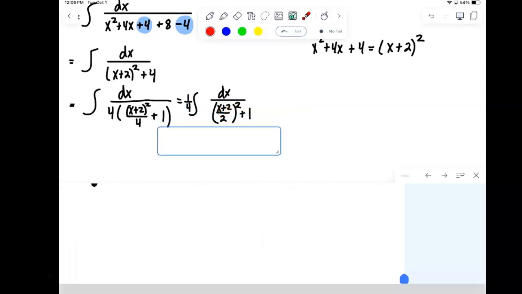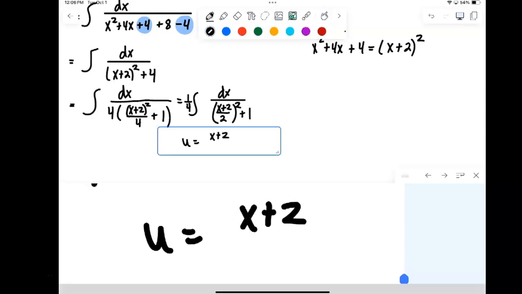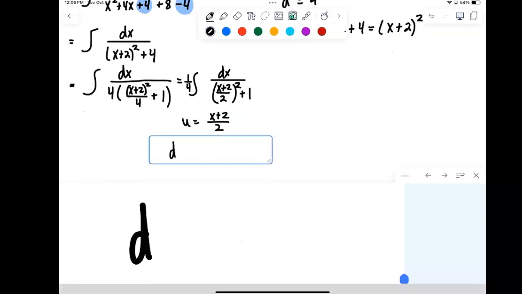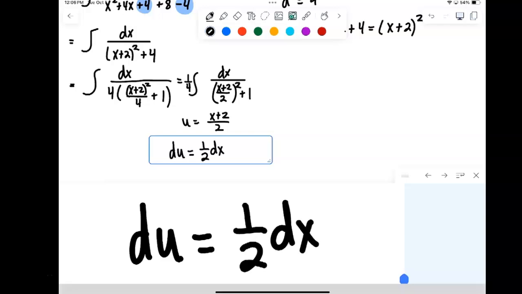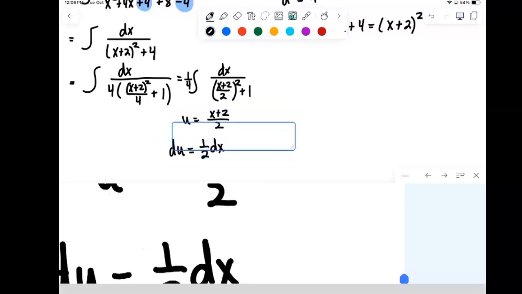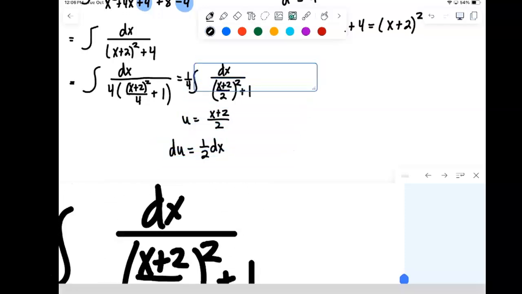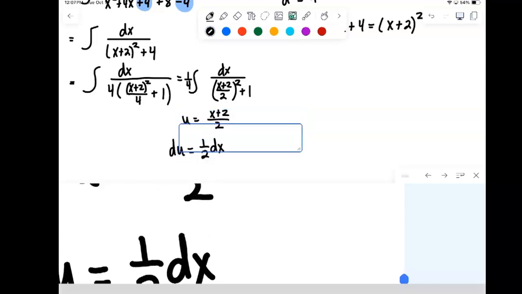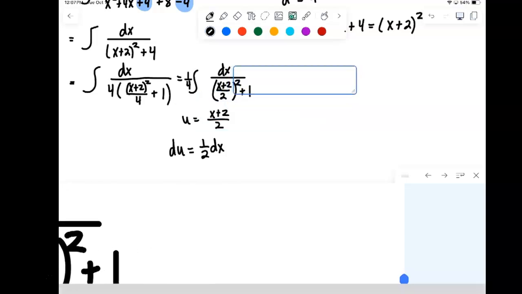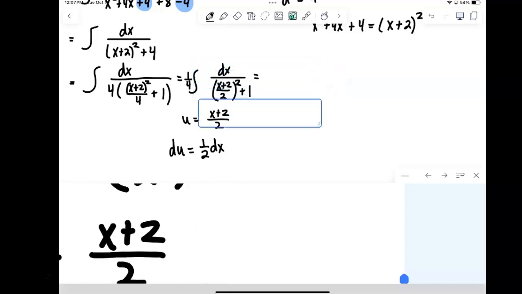So we do that. Let u be x plus 2 over 2, the whole thing. Then du would be the derivative of that, which would just be 1/2 dx. So that means that to carry this integration through, I need a 1/2 by the dx. Okay, that's a number, so I can handle that. And then u is going to be the x plus 2 over 2 part.